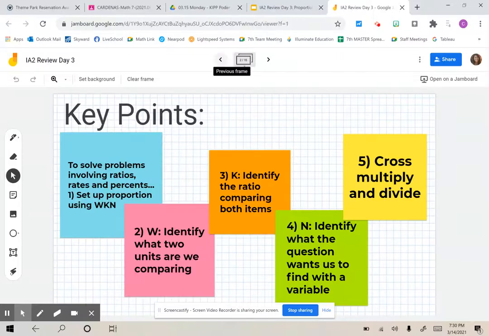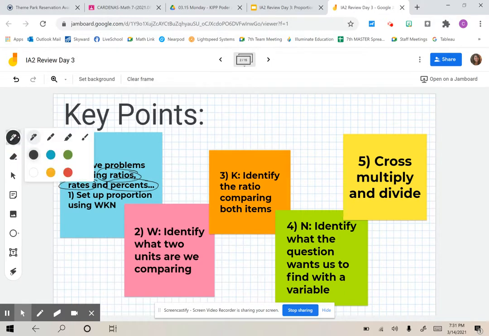Alrighty, so looking at the key points of today's review, we are going over proportional relationships in all sorts of types of problems, including ratios, rates, and percents. So the first thing I want you to write down in your notes is that the first step is to set up our proportion using what, no, need.